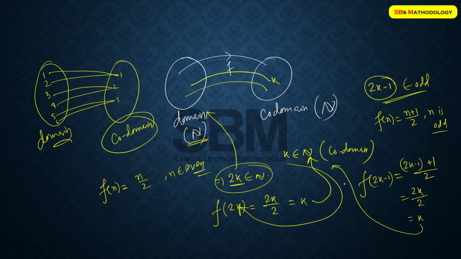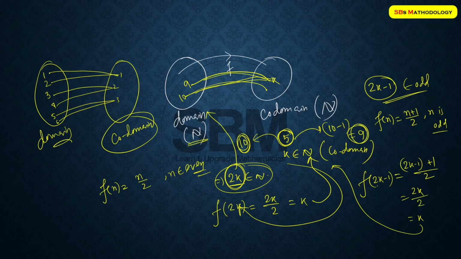As an example, suppose I take k equals 5. One of the preimages we can take is 2k, that is 10. Another preimage is 2k minus 1, that is 10 minus 1, that is 9. So if we take either 9 or 10 from the domain, both of them will be connected to k, which is 5. So 5 has two preimages. For one-one we need only one, but here we are getting more than one. So hopefully you have understood why this function is not one-one but onto.